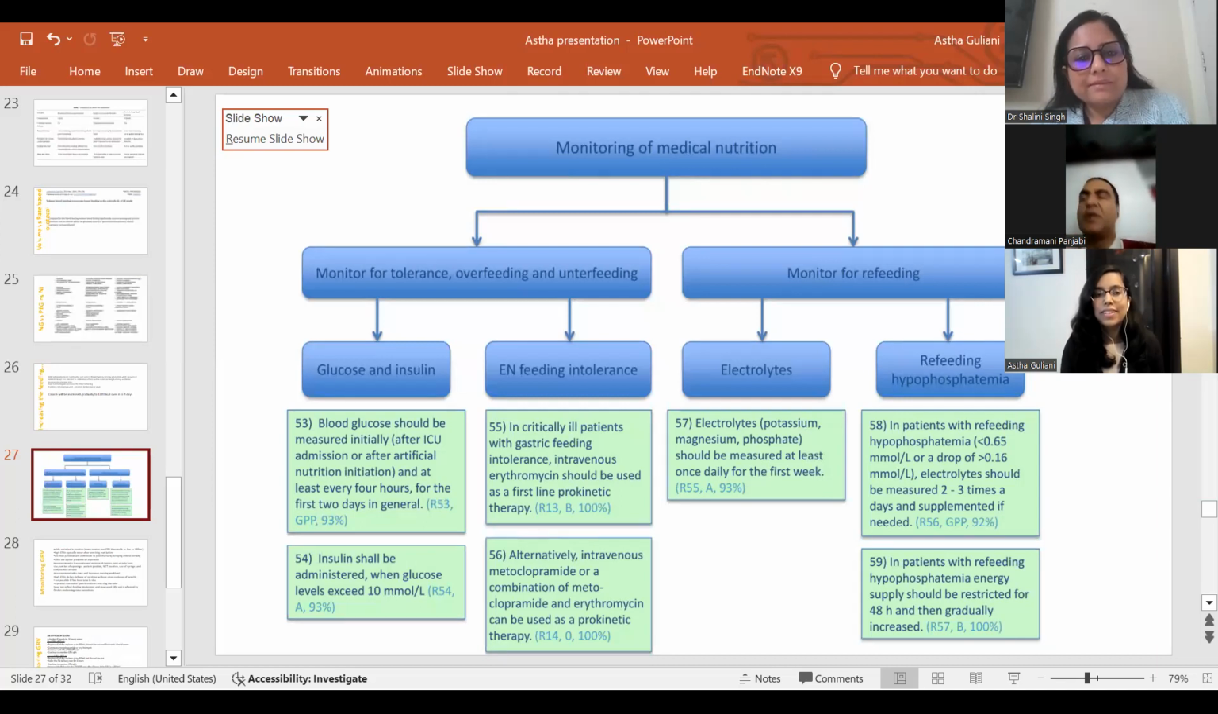I'll check it later. Yeah, so in refeeding syndrome, magnesium will be very important. Checking the magnesium levels and the phosphorus levels will be very important in refeeding syndrome.